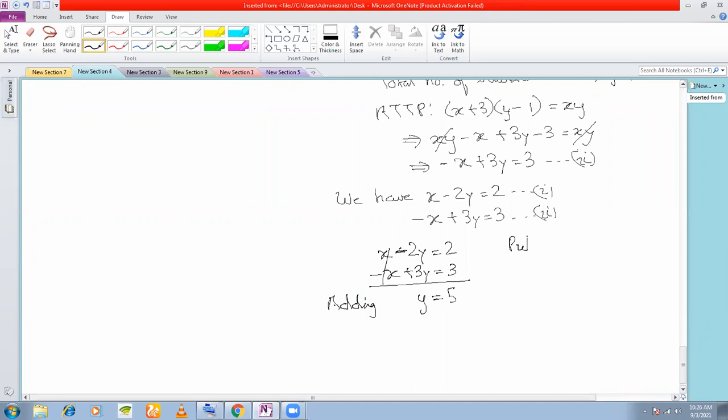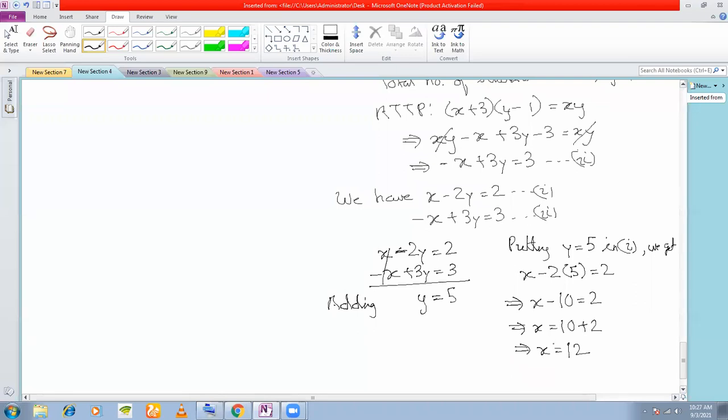To get the value of x, you put y is equal to 5 in any of the equations. Let's say I put it in equation 1. We get x minus 2 times y, where y is 5, is equal to 2. That means x minus 10 is equal to 2. That means x is equal to 10 plus 2, so x is equal to 12.